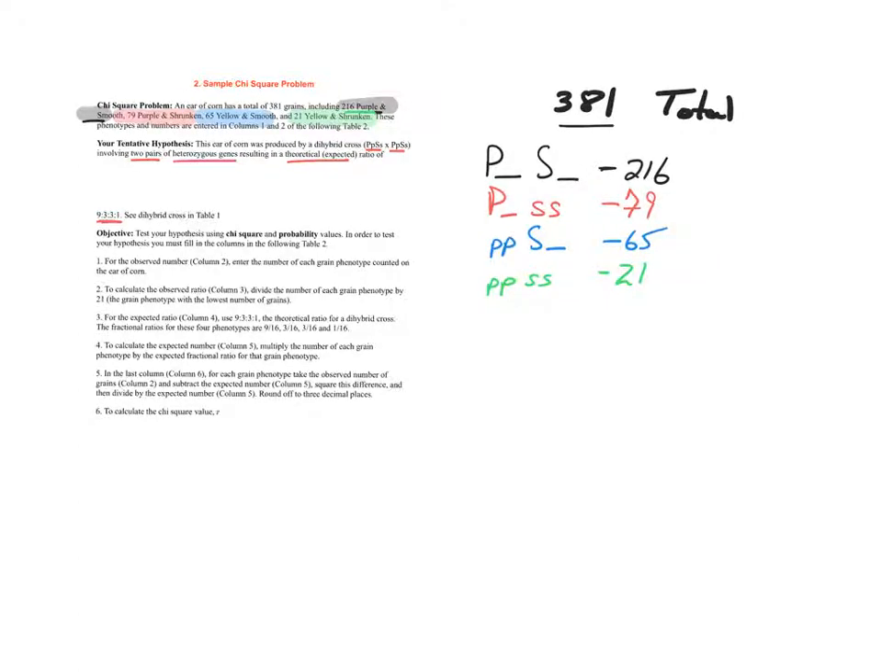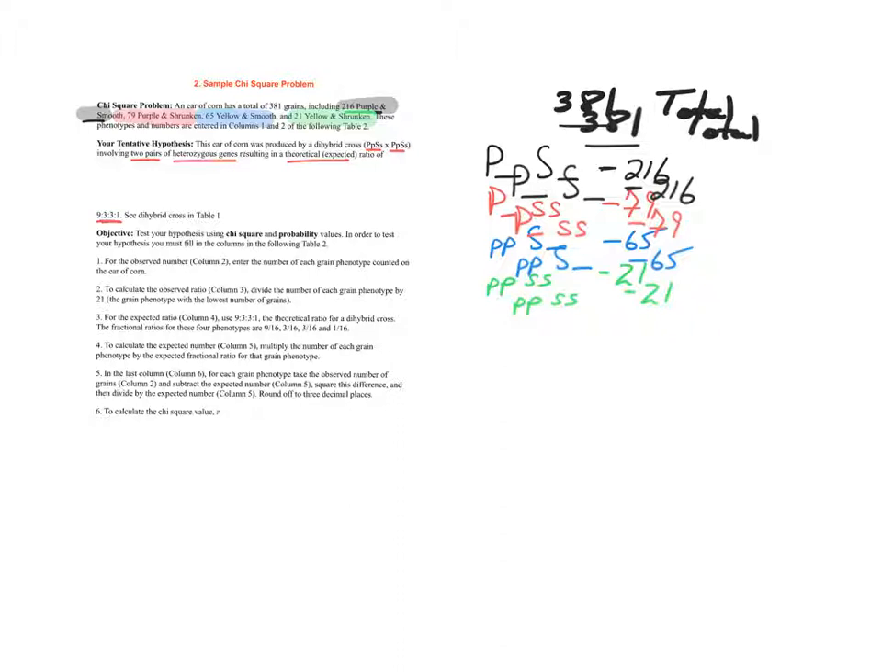Well, how do you know? How do you know? This doesn't say 9 to 3 to 3 to 1, does it? It says 216, 79, 65, and 21. That's not 9 to 3 to 3 to 1. How are we going to get this? So everybody wrote this down, because if you don't have this written down, when we go to the next page, you're not going to be able to discuss it. So make sure you have that. It's this part right here that you need, right?